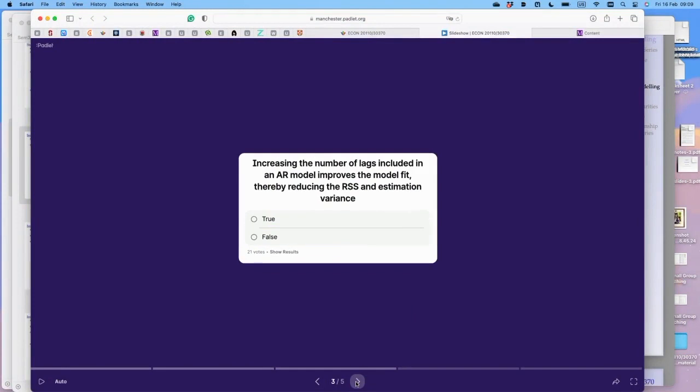Increasing the number of lags included in an AR model improves the model fit, thereby reducing the residual sum of squares and estimation variance. So this is built upon what we discussed on Monday, where we talked about model selection, selecting the optimal order for higher order AR models, okay?